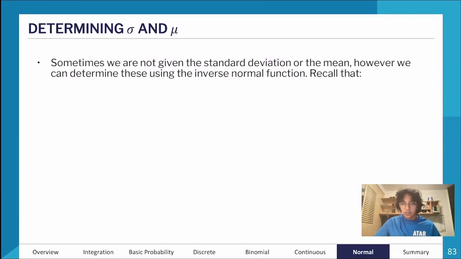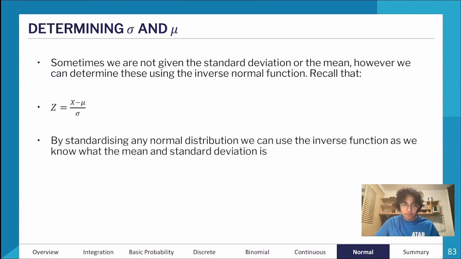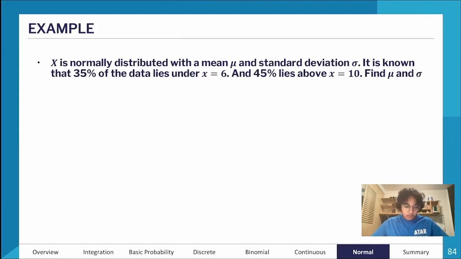And in some cases, we're not given the standard deviation or the mean. However, we can determine these using a normal inverse function, right? Or inverse normal. So we've got from earlier, z is equal to x minus mu over sigma. And so what we can do is standardize. Even though it's some different normal distribution, we can bring it back to the standard normal distribution using this equation here, right? Which is Z ~ N(0,1).